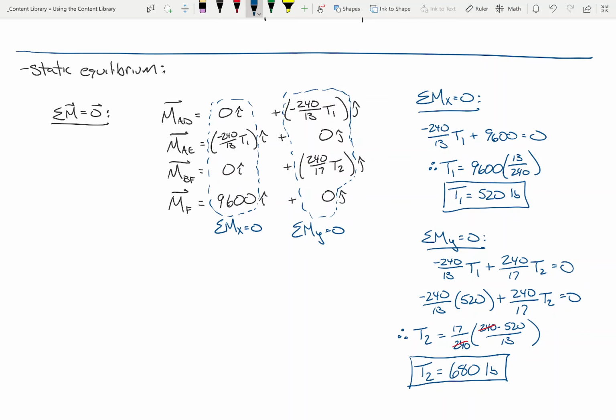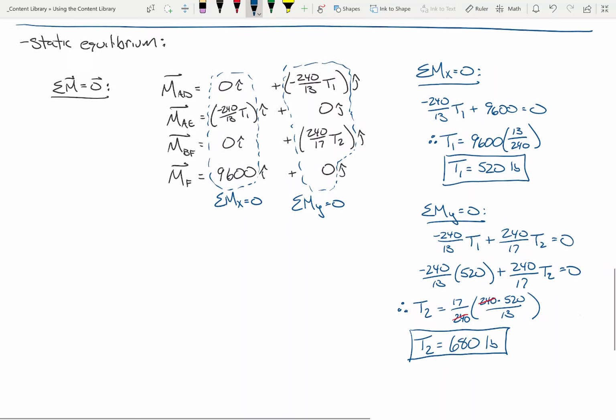Okay. So we've got the tension in the two cables. Can somebody tell me what's left for the whole problem? The reaction at C. That's the only thing we don't know. And how do we solve for the reaction at C? What do we do? Sum all the force vectors. Exactly right. So now all we'll do is sum the force vectors.